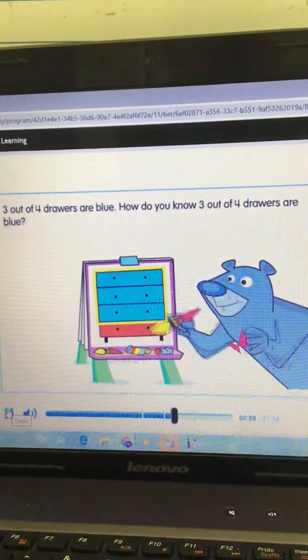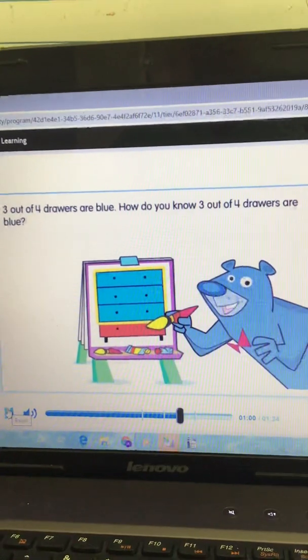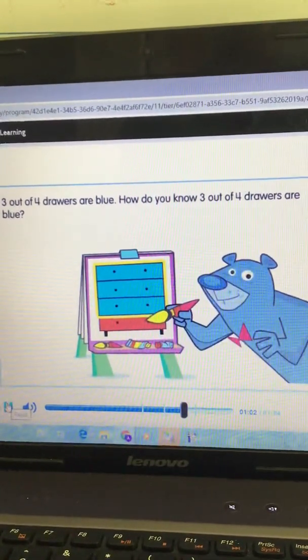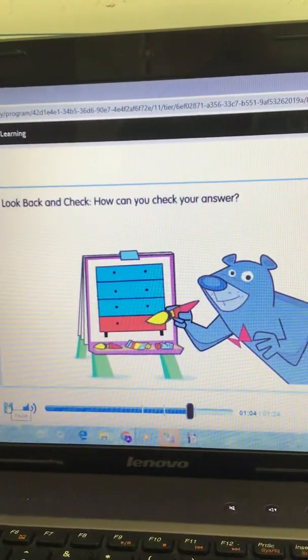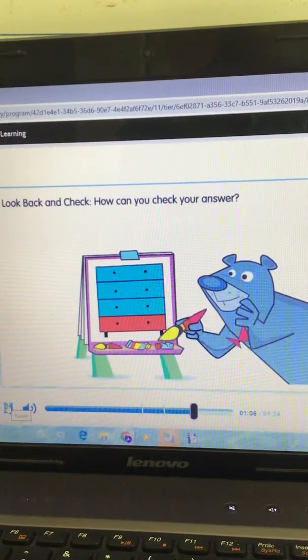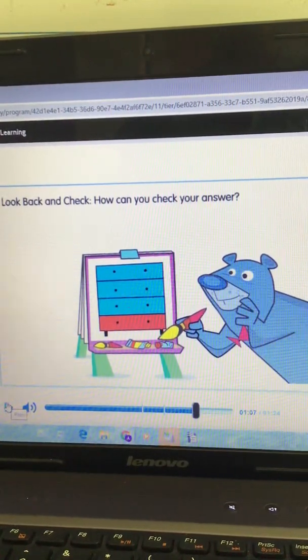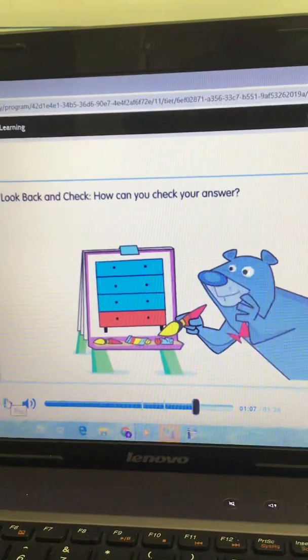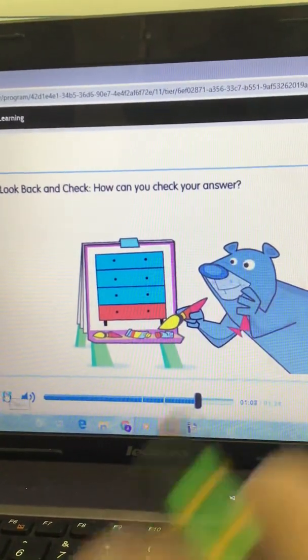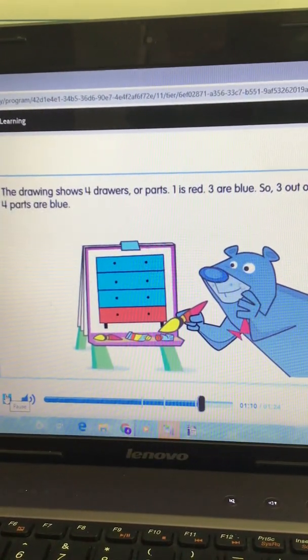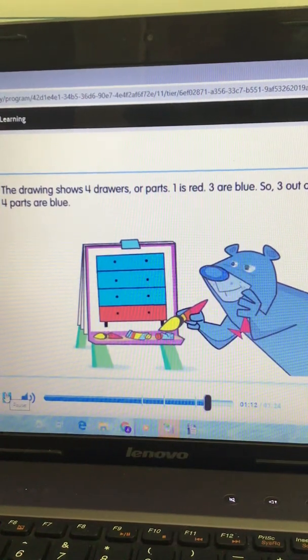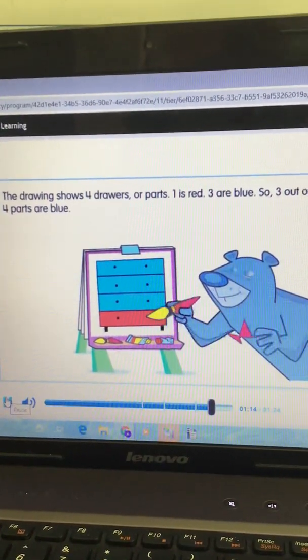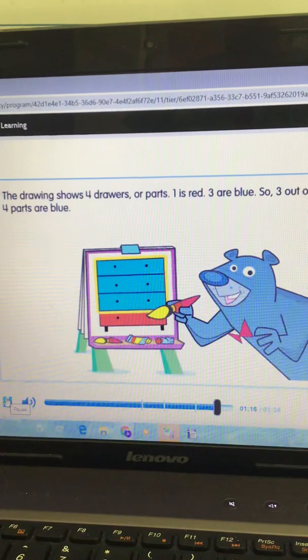How do you know 3 out of 4 drawers are blue? Look back and check. How can you check your answer? The drawing shows 4 drawers or parts. 1 is red. 3 are blue. So, 3 out of 4 parts are blue.